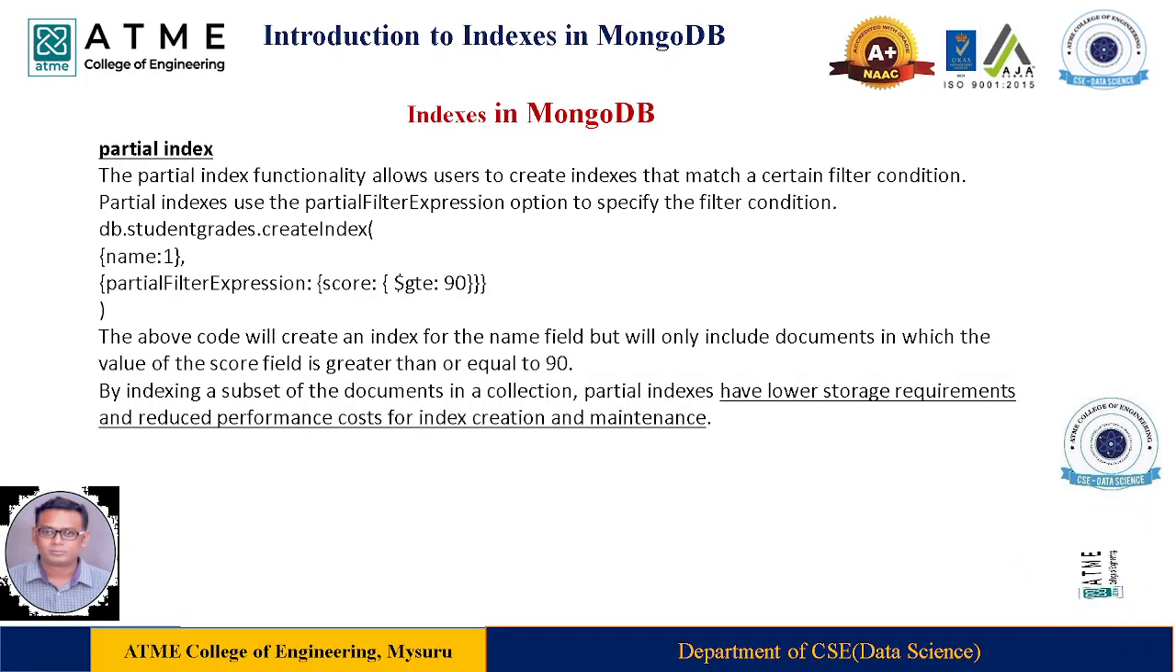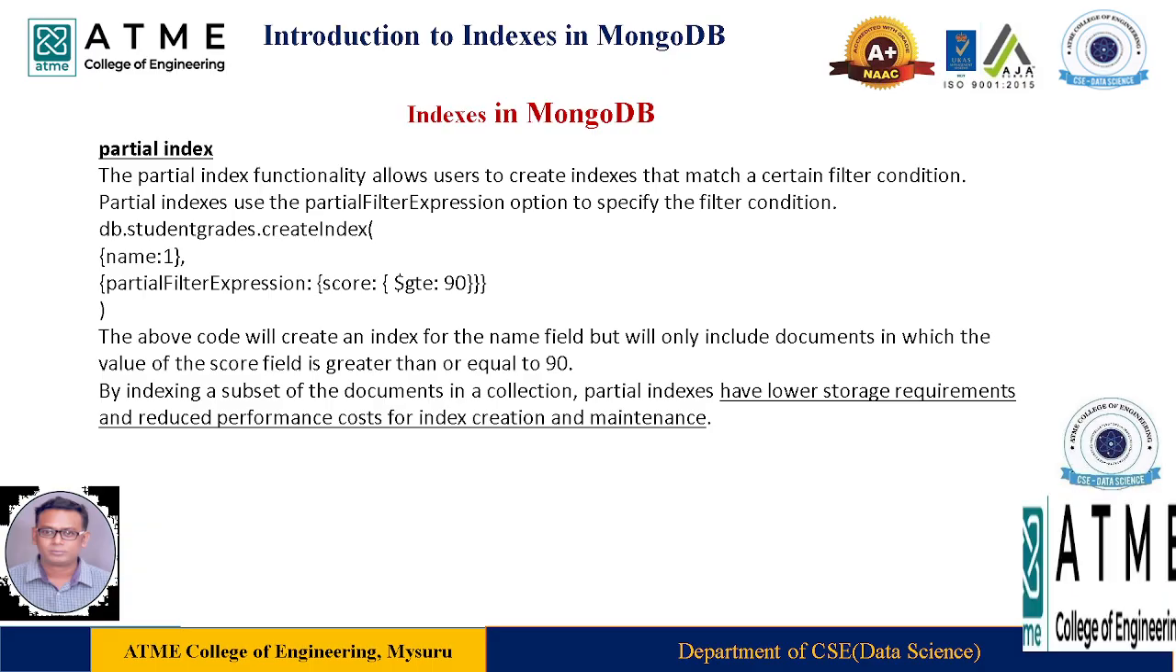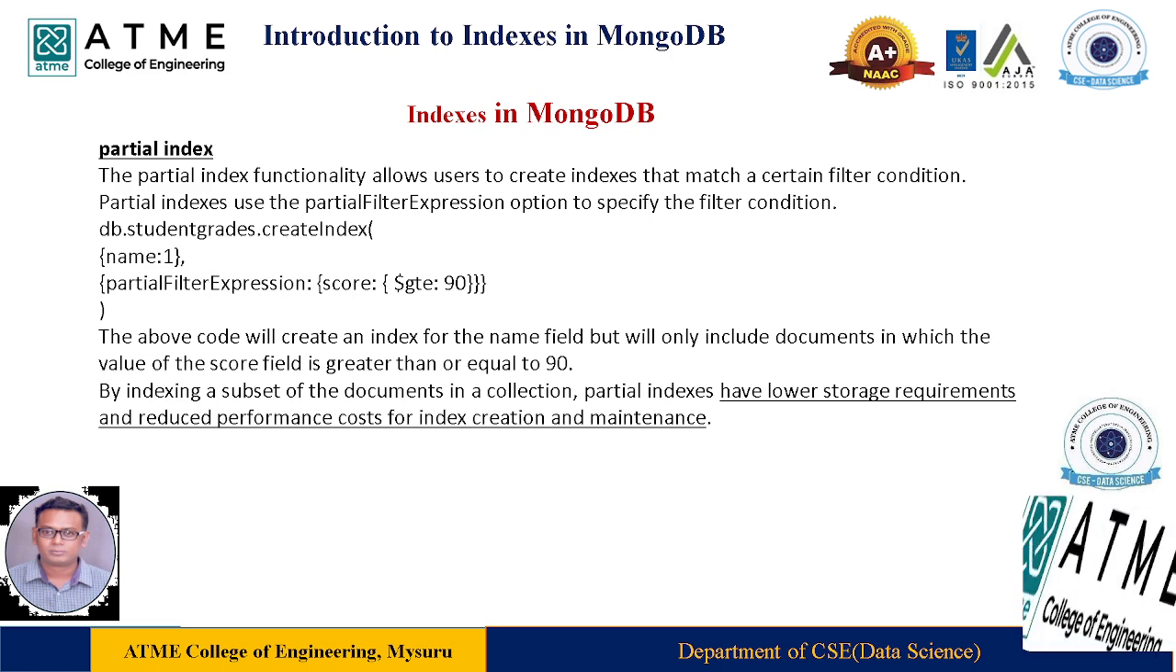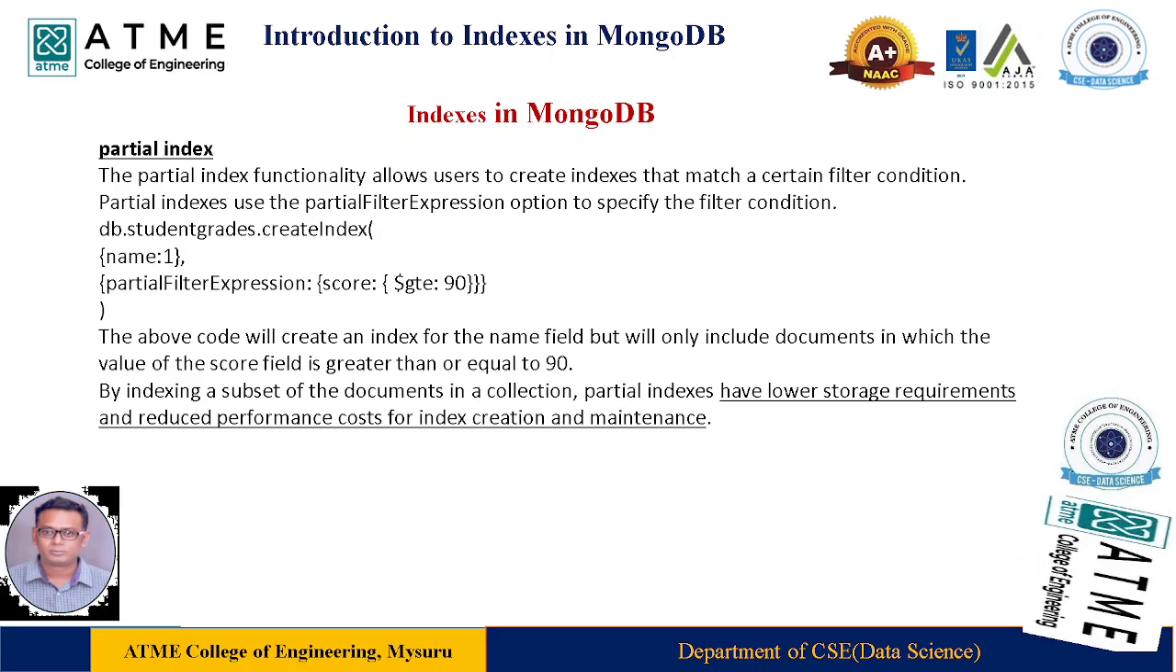So next we'll look at what a partial index is. The partial index functionality allows users to create indexes that match certain filter conditions. A partial index uses the partialFilterExpression option to specify the filter condition. For example, we can consider an example collection, studentGrades. So db.studentGrades.createIndex, with the name field specified here, and then partialFilterExpression, where we can specify the condition.